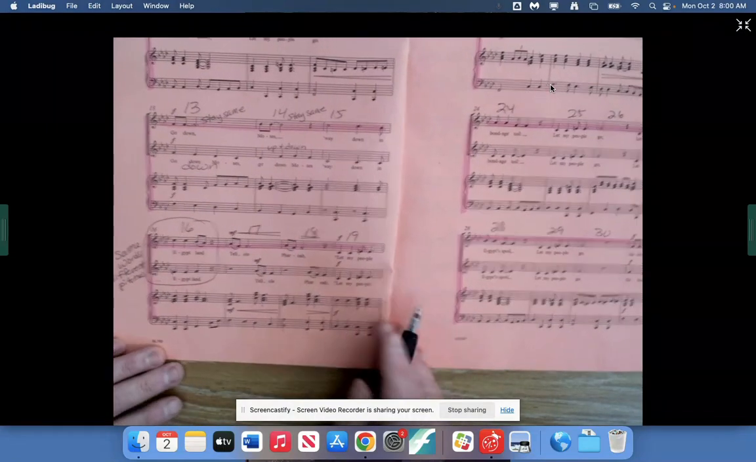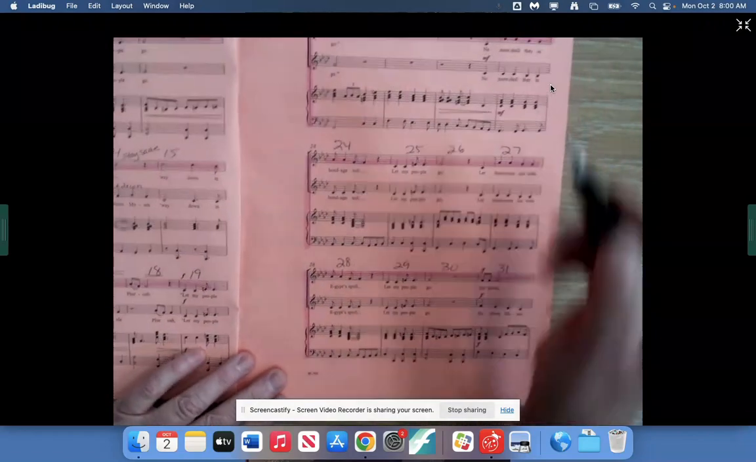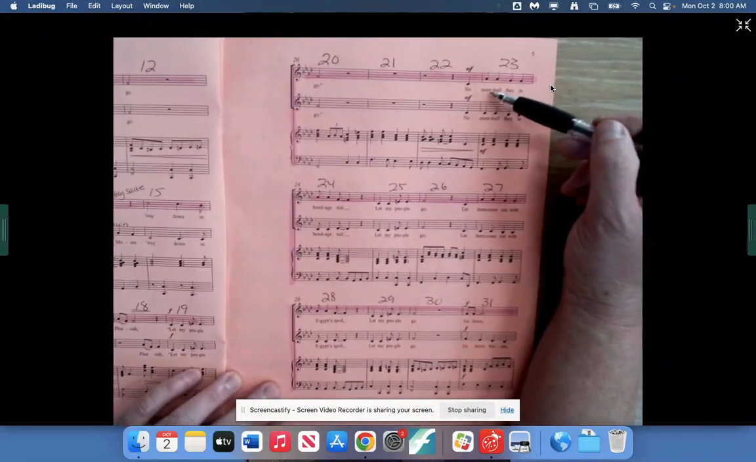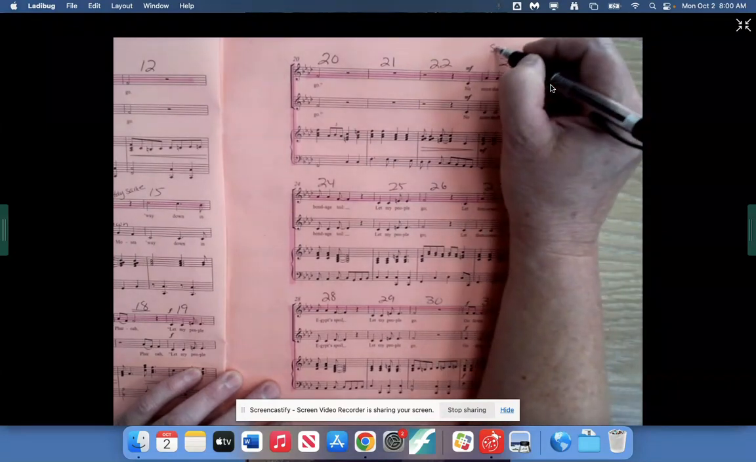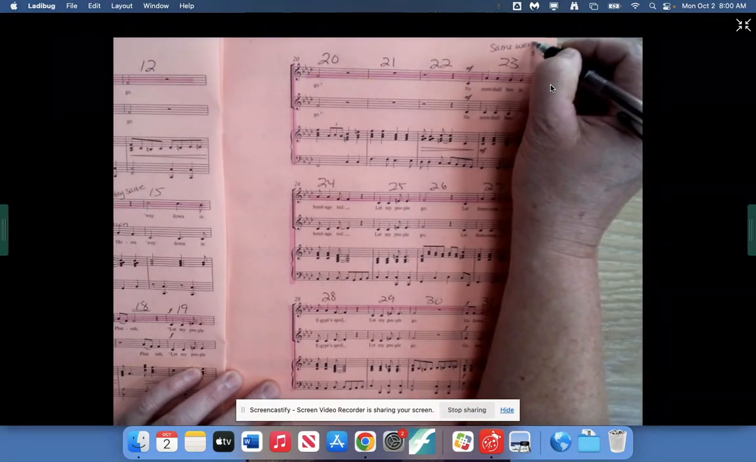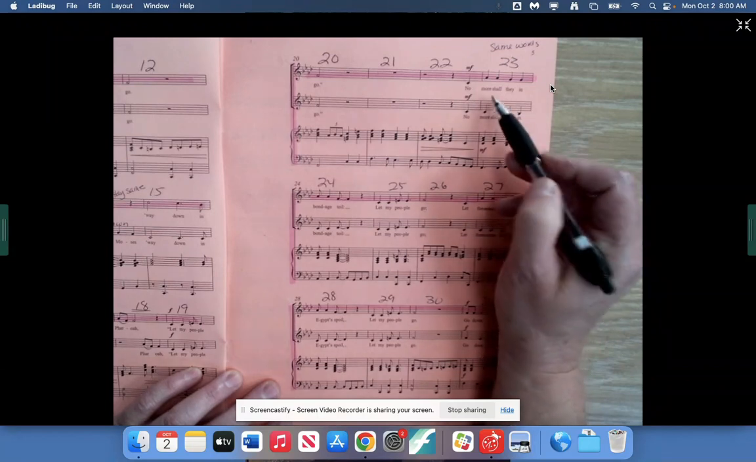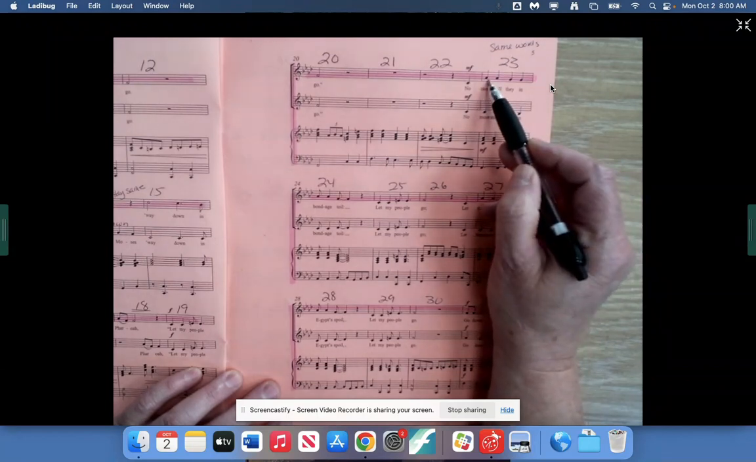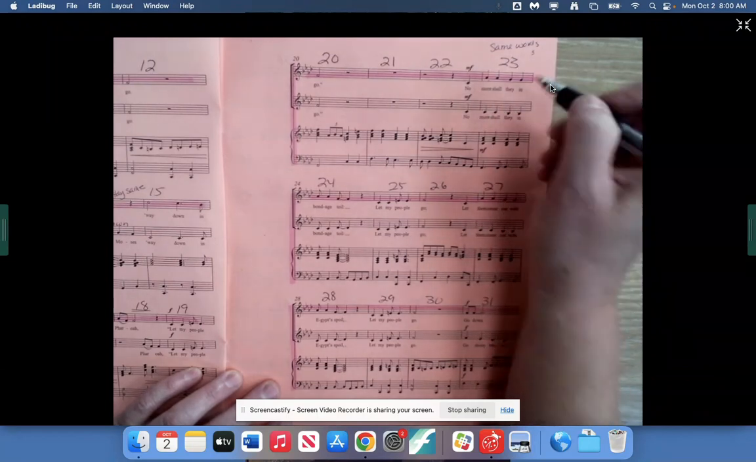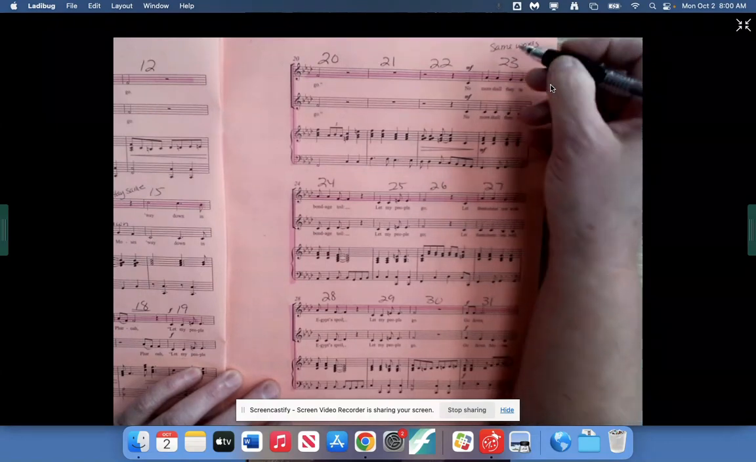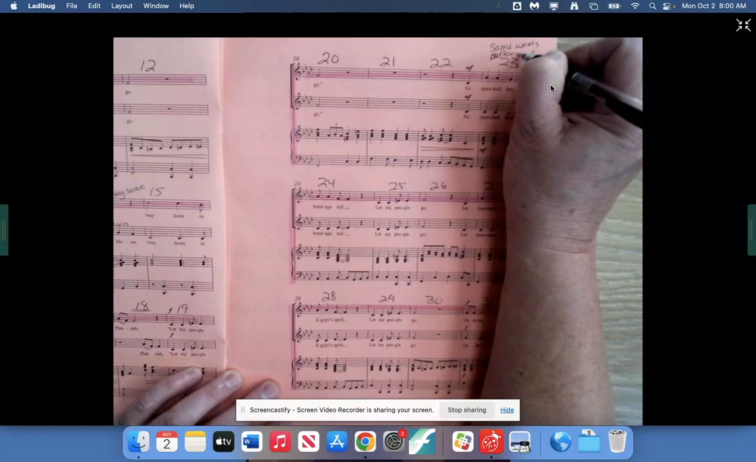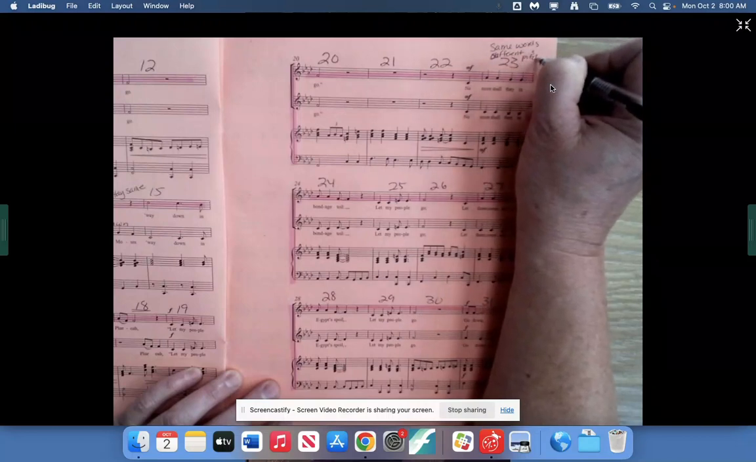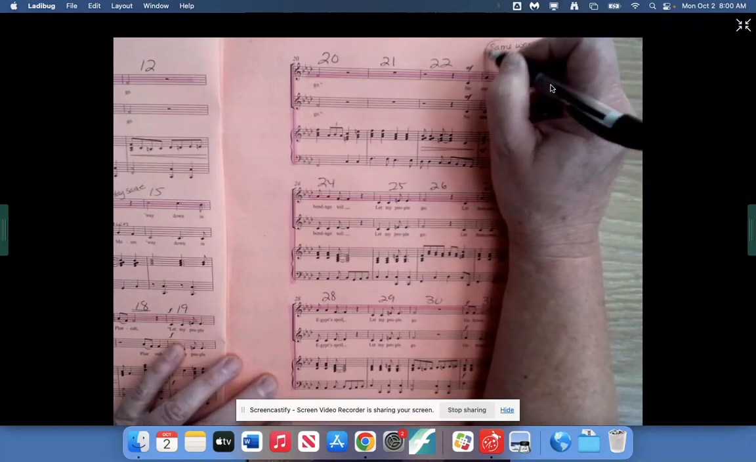16. Let's try 23. "No more shall they in, no more shall they in." Same words. And then look at the pitches again. This is much higher than part 2. And really, as soon as one of the pitches are different, then they have different pitches. Even if only one is different.